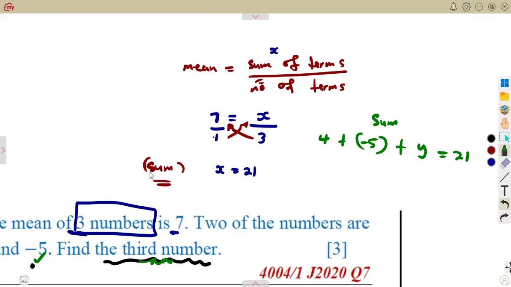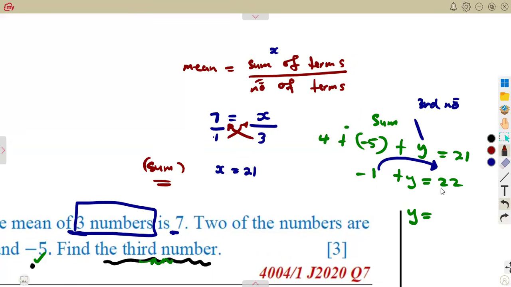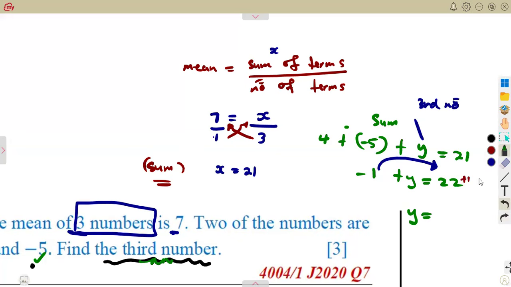So I can find my value of y, which is the third term. So y here is our third number. So what is the value of y? 4 plus -5. Plus and minus, that's a minus. So 4 minus 5, -1 plus y is equal to 22. So what is the value of y? I have to take the -1 to the other side of the equation. The moment that it crosses the equal sign, it becomes a positive. It changes the sign, minus. So it will be a +1. So y is equal to what?